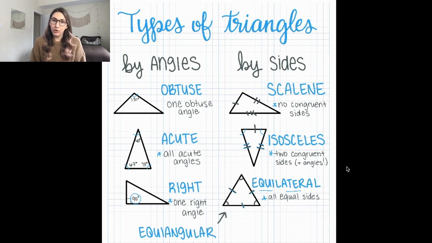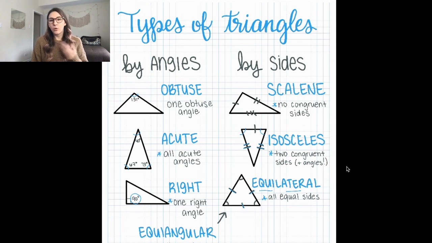So each triangle would have two different attributes. It would have the angle classification and the side classification. So you could have an obtuse isosceles triangle. You can have an acute scalene triangle, a right isosceles triangle. But some of the options aren't actually possible.